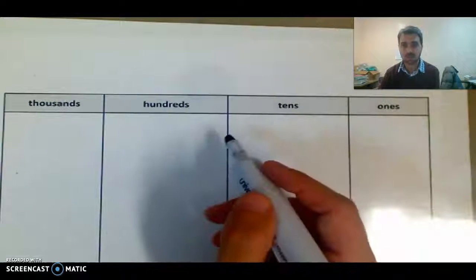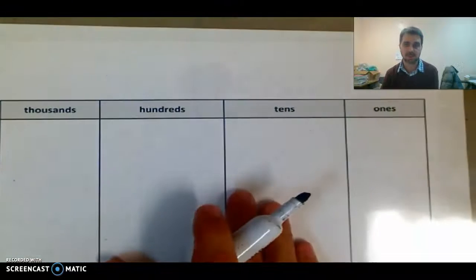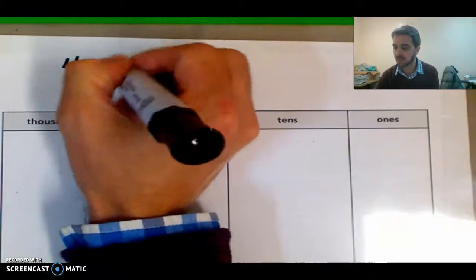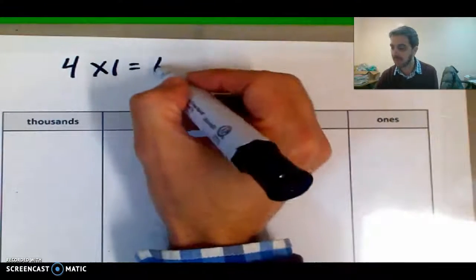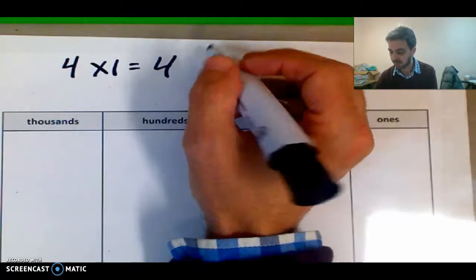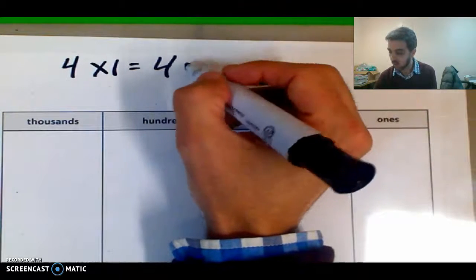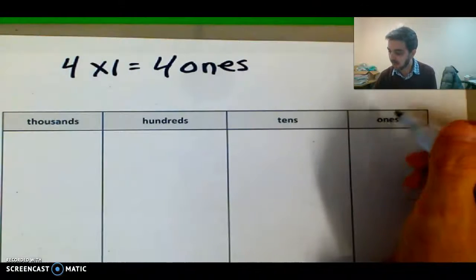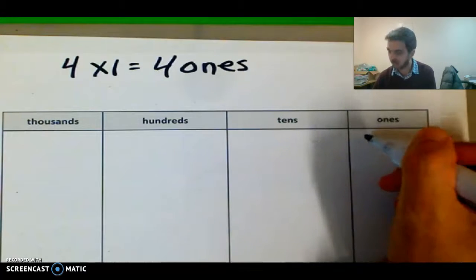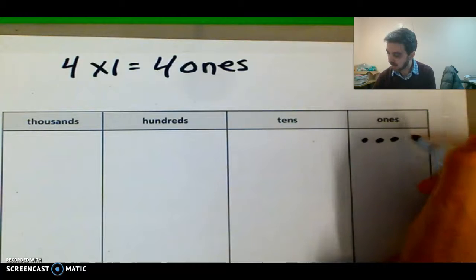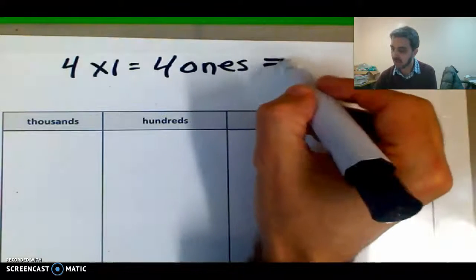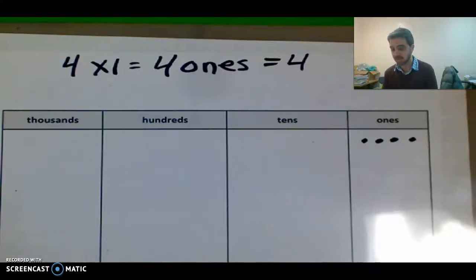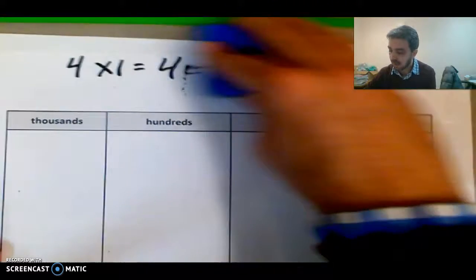So I have ones, tens, hundreds, and thousands. Now if I just did 4 times 1, that's the same as 4 ones, right? 4 ones, because I did 4 groups of 1. So 1, 2, 3, 4. And we know that is just equal to 4. Okay, not so difficult, right?